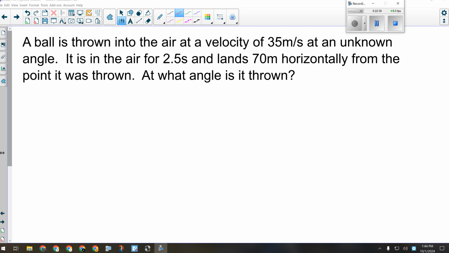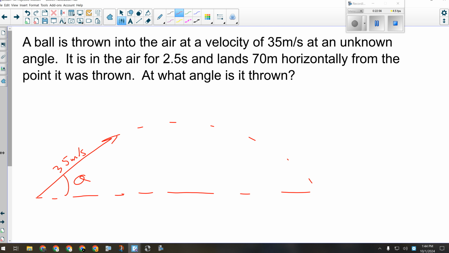Ball's thrown into the air at a velocity of 35 meters per second, so it's like this. But we don't know what the angle is. What we do know is that it's in the air for 2.5 seconds and lands 70 meters from the point at which it was thrown. So there's the arc. I know that this horizontal distance is 70 meters, and it's in the air for 2.5 seconds.